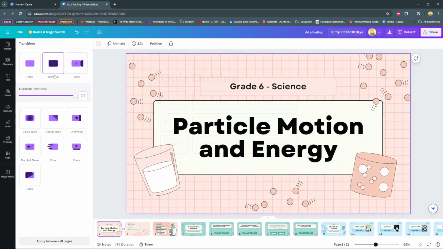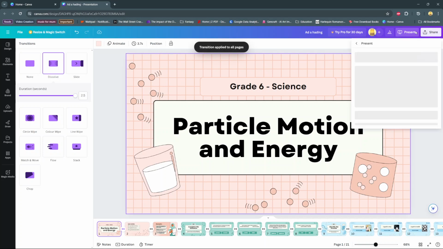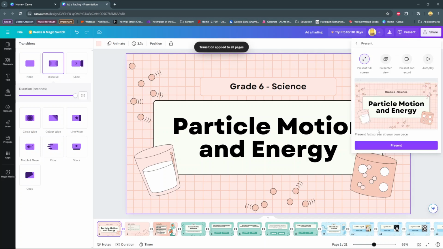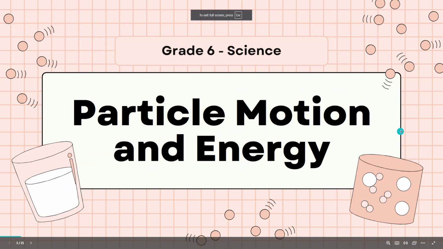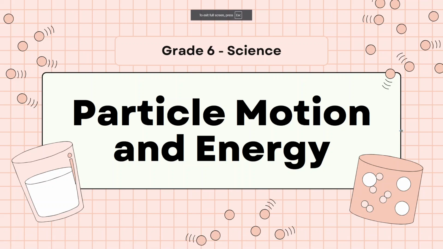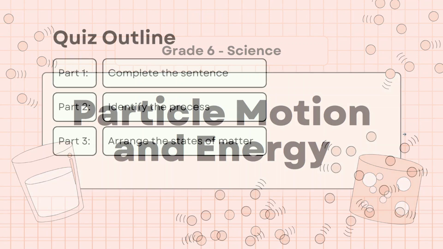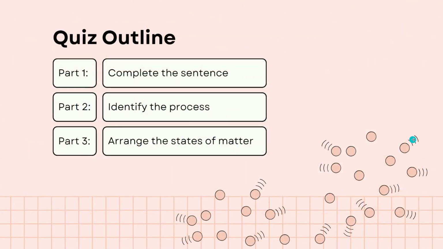Once you've selected a transition, you can choose to apply to all pages, or you can give each slide its own transition. Then once you've made your choice, you'll notice that when you go to present it, you can use the arrows, or if you're using autoplay, you can just tap on the next one and you should see the presentation appearing.